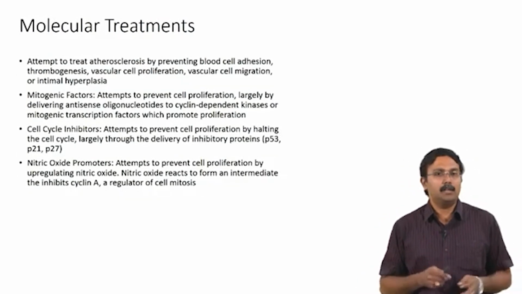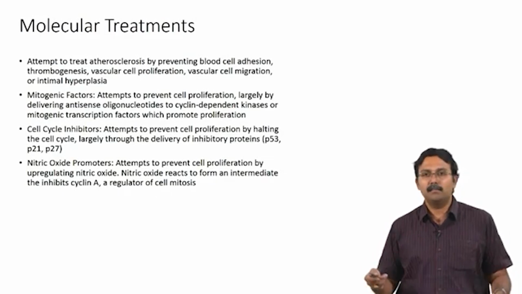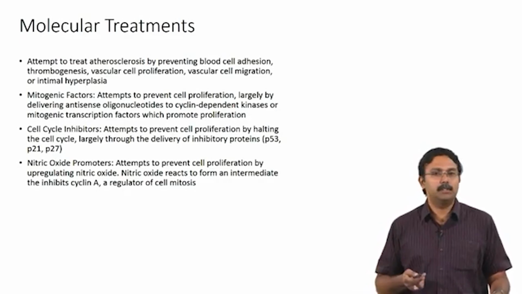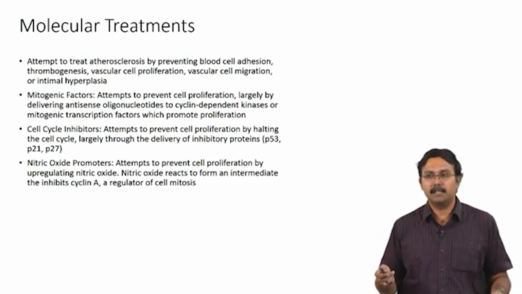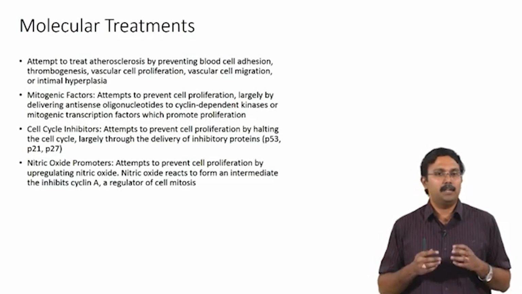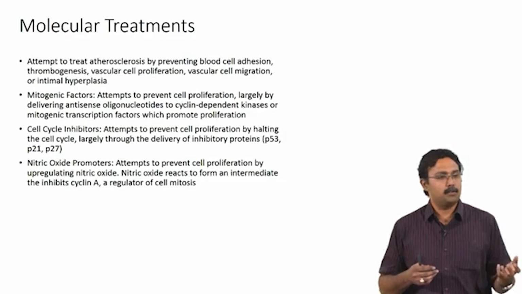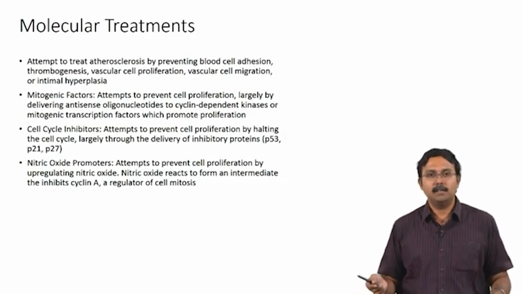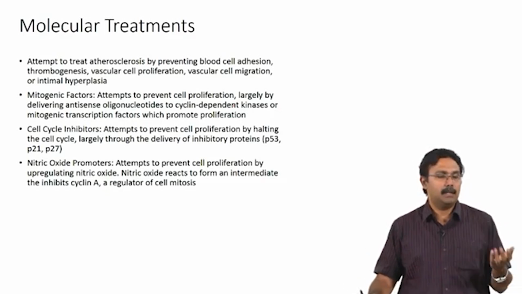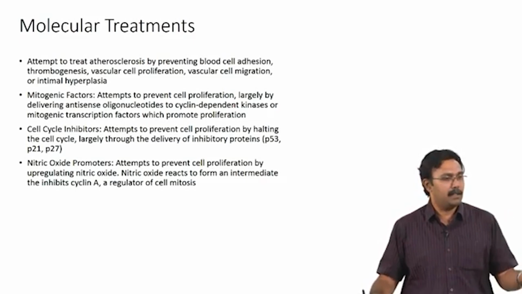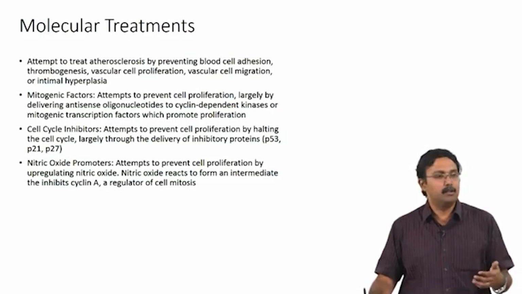There are also molecular therapies which attempt to treat atherosclerosis by preventing cell adhesion, thrombogenesis or vascular cell proliferation, migration or intimal hyperplasia. Okay. So, there are different factors and molecules which have been tried. So, people try to use mitogenic factors or cell cycle inhibitors and nitric oxide promoters which have actually been used to try to prevent this formation of atherosclerosis or even reduce this problem.